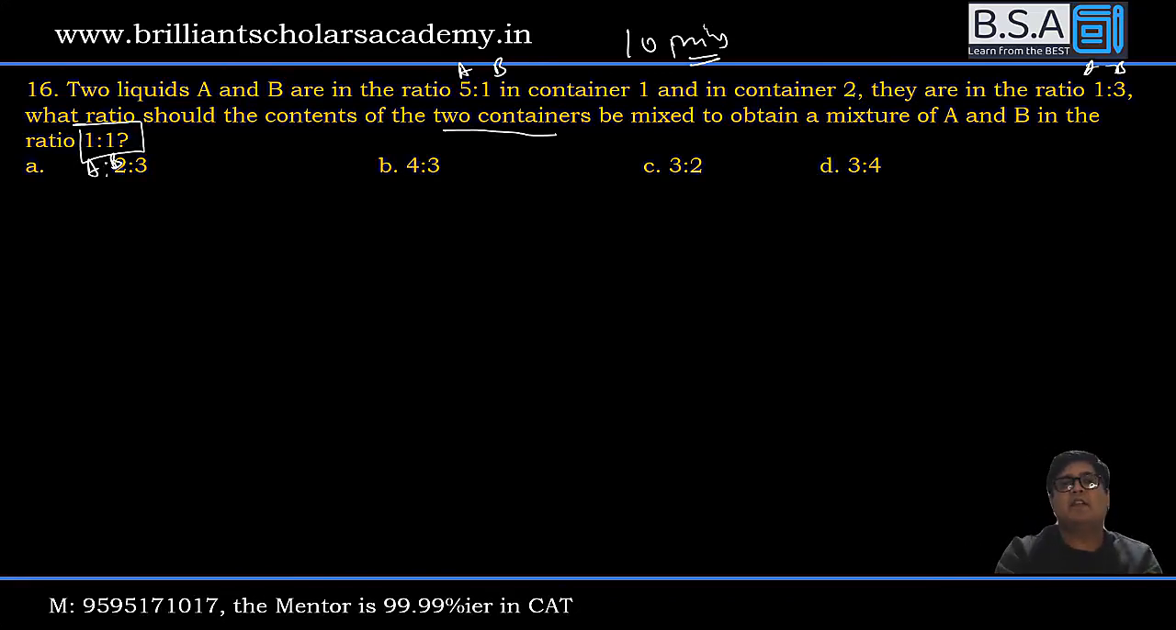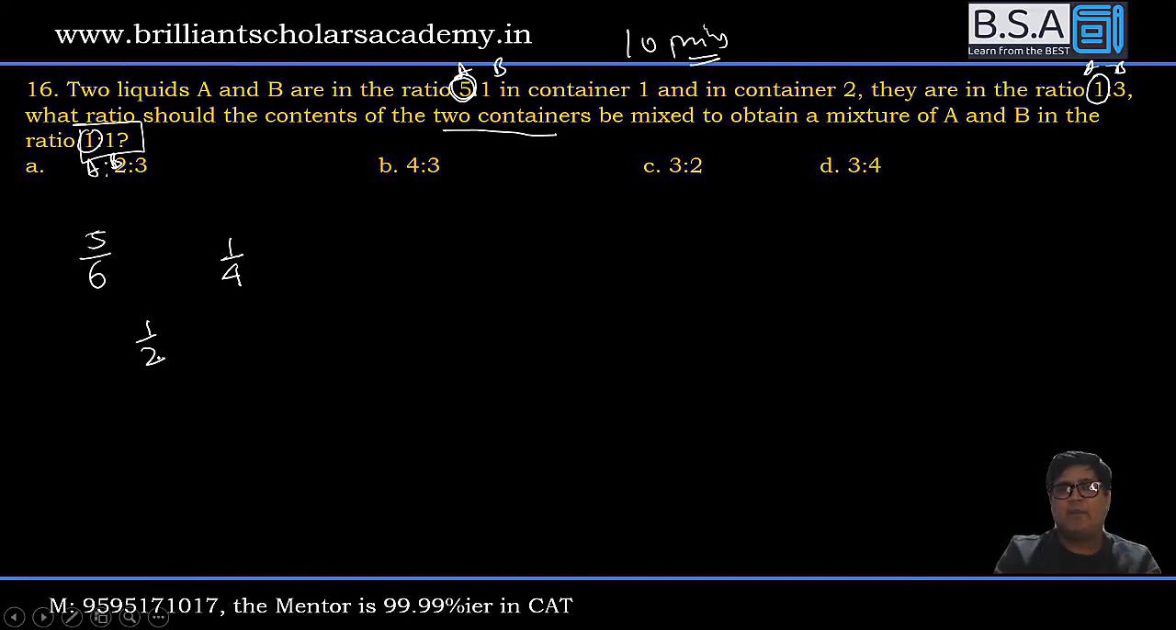What is the concentration of A here? A is 5 by 6. What is the concentration of A here? A is 1 by 4. I want it to become 1 out of 2.